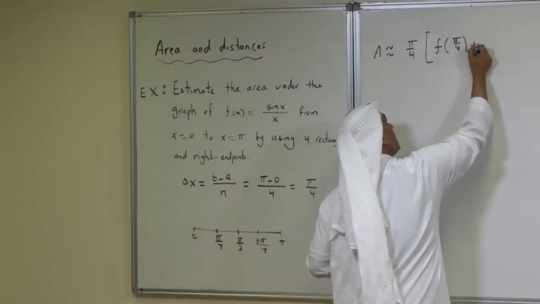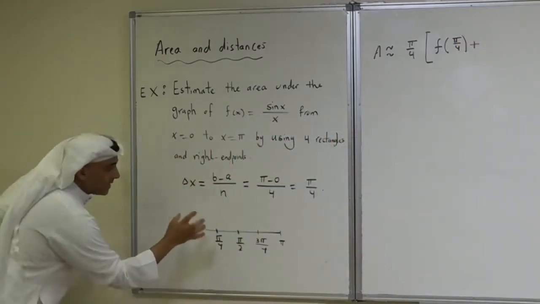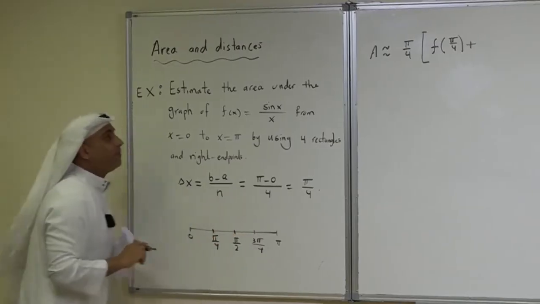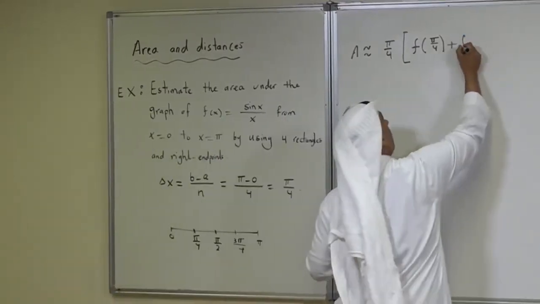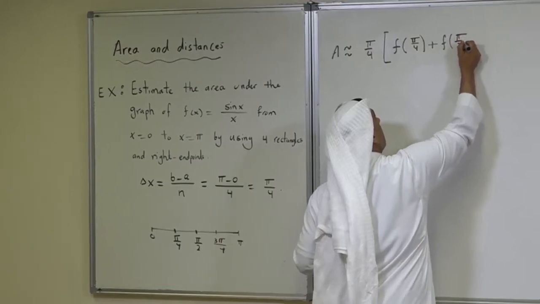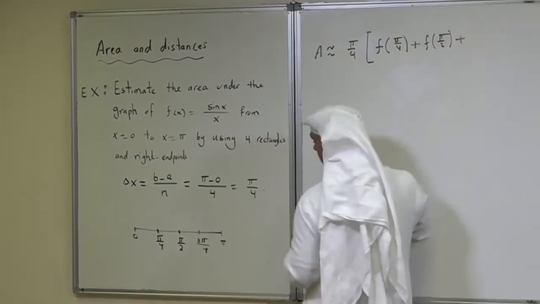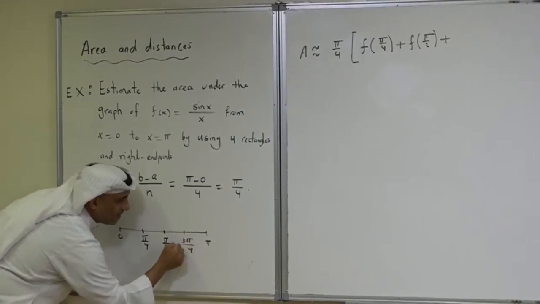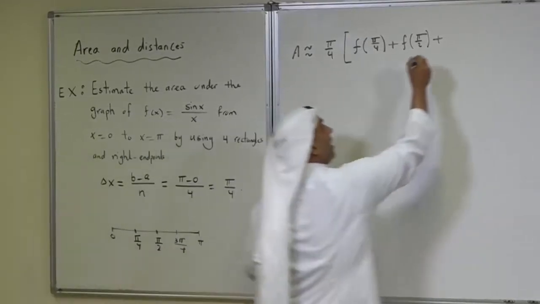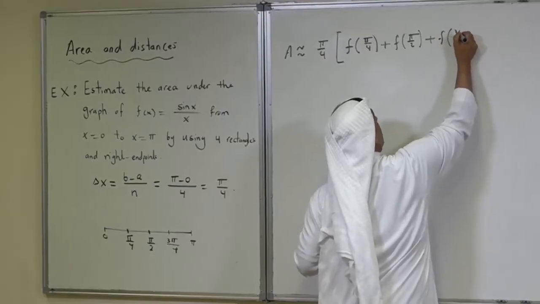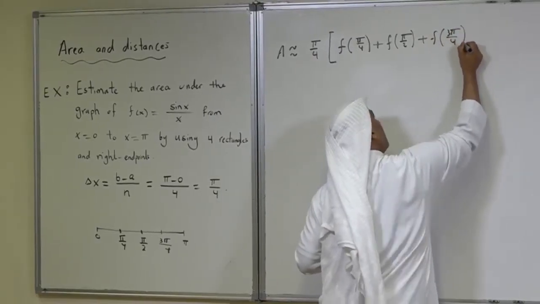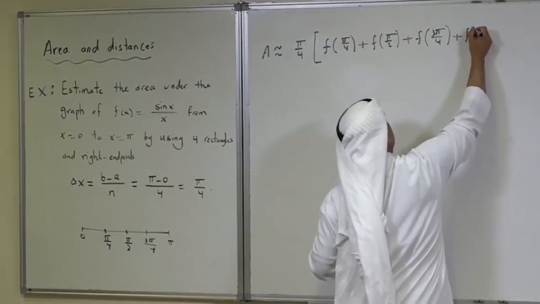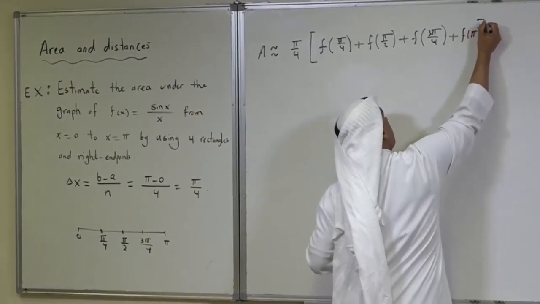Plus the second sub-interval now. I will take the image at the endpoint, that is f of pi over 2. Plus the next one, the third sub-interval. I'll come to the last point here, which is 3 pi over 4. So that is f of 3 pi over 4. And finally, in the last sub-interval, I will take the endpoint, which is pi. So it is f of pi.